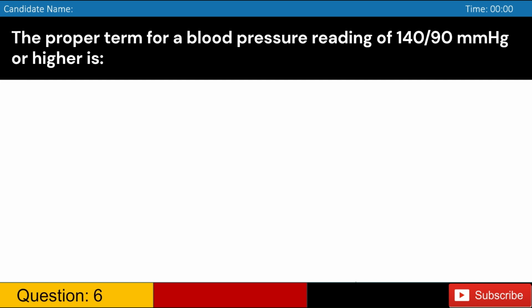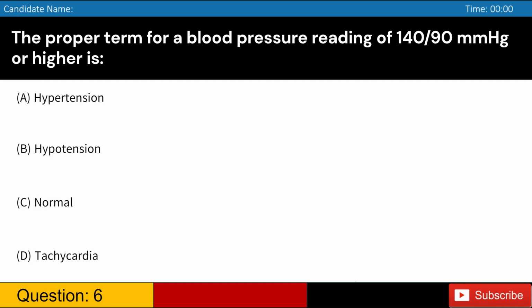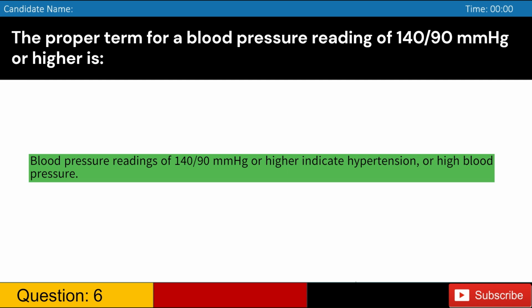The proper term for a blood pressure reading of 140/90 mmHg or higher is: A. Hypertension. B. Hypotension. C. Normal. D. Tachycardia. Answer A. Blood pressure readings of 140/90 mmHg or higher indicate hypertension, or high blood pressure.